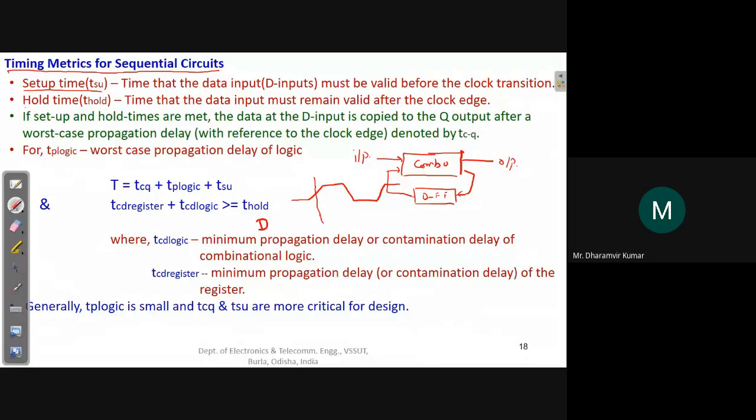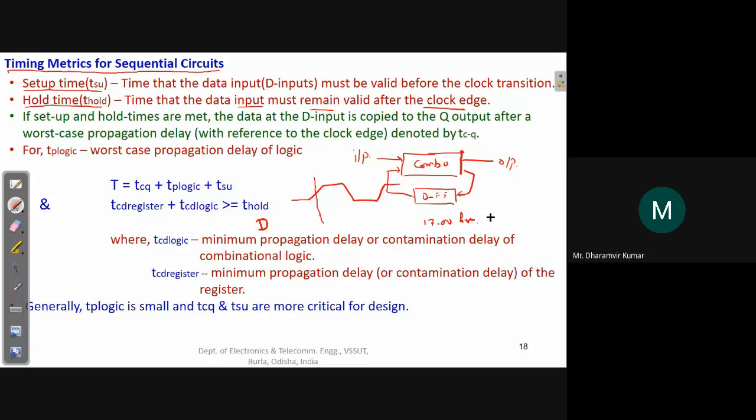Similarly, there is a concept called hold time, T hold. This is the time that the data input must remain valid after the clock edge. It's like when the class ends. Suppose the class ending time is 5 p.m. The class timing is, let's say, 1700 hours.